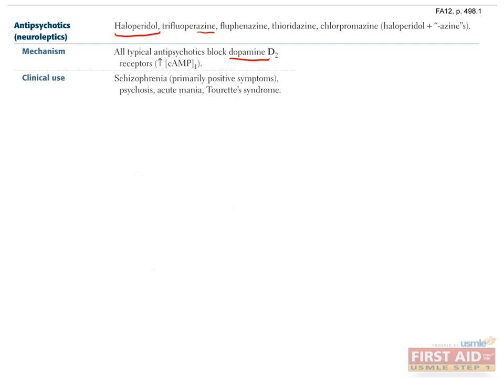Their clinical uses are fairly narrow, primarily, as their name implies, to treat schizophrenia, psychosis, and acute mania. However, they can also be used to treat Tourette's syndrome. The key in learning these drugs is in understanding their common and life-threatening side effects.